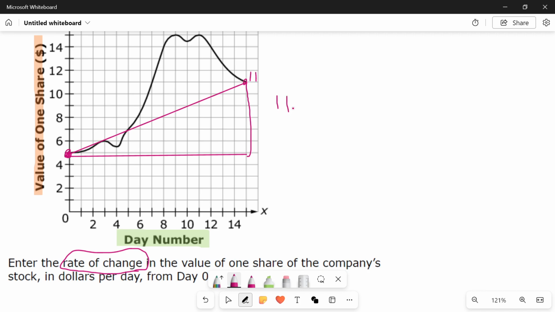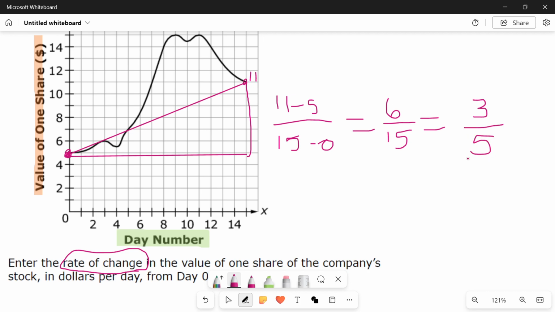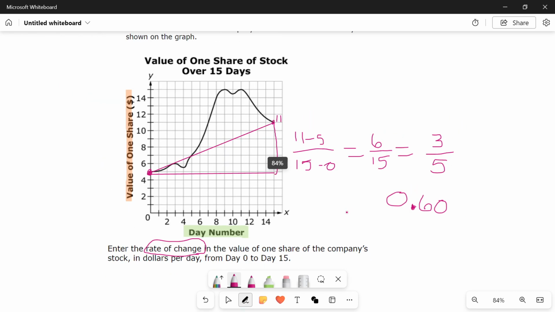Okay, from 5 to 11. What is this slope? Well, it's 11 minus 5. So my rise was equal to 6. And my run was from 0 to 15. So 15 minus 0. So it went up $6 over 15 days. Okay, now I can use my calculator, and when I do, I'm going to find this is equal to 3/5, which is 0.60, same thing as 60 cents. Okay, so the rate of change in dollars per day is $0.60 per day. It went up $3 every 5 days.